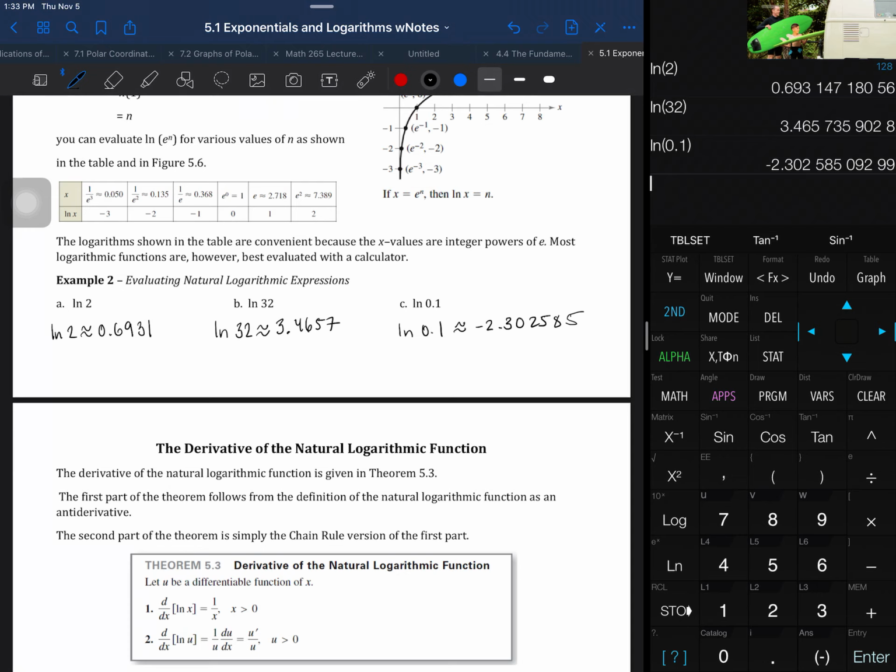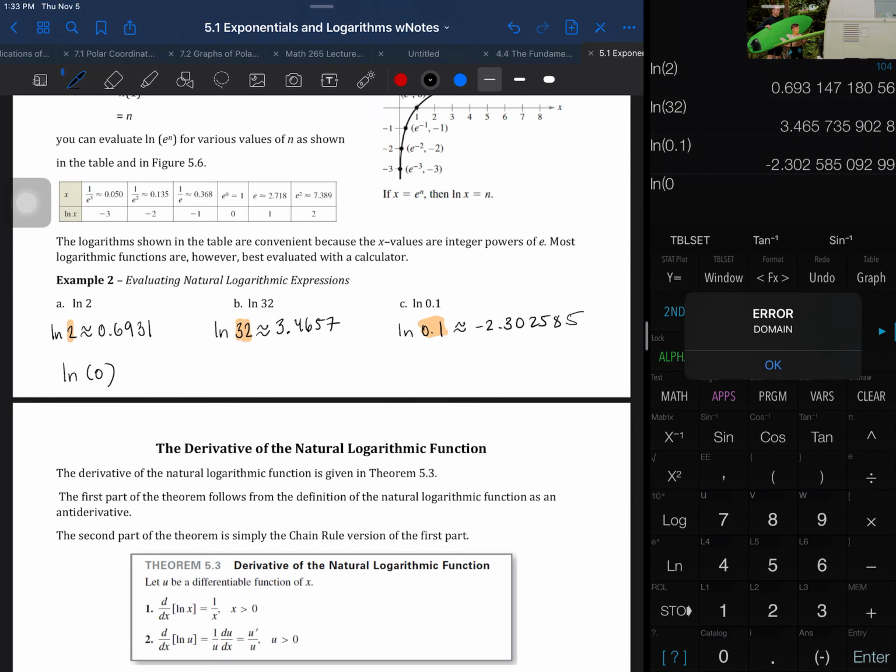Now, if you guys notice, we were able to evaluate, I want to make sure that I make this clear, we evaluated non-negative, or in other words, positive numbers. So I want to make sure that you guys see what happens when you plug in the natural log of 0. When you try to evaluate a log of 0, let's see what happens. Log of 0 is going to be error, because it's outside the domain.